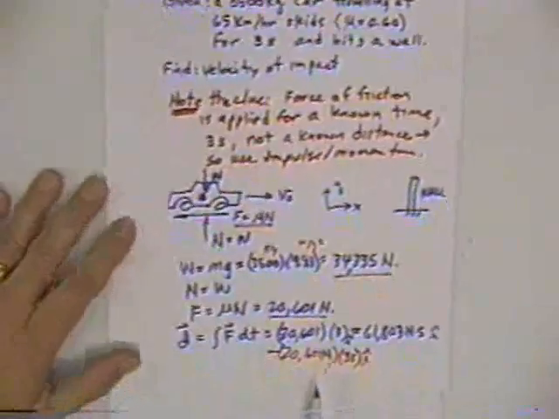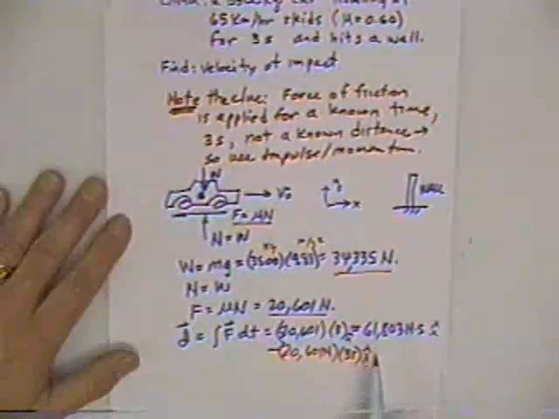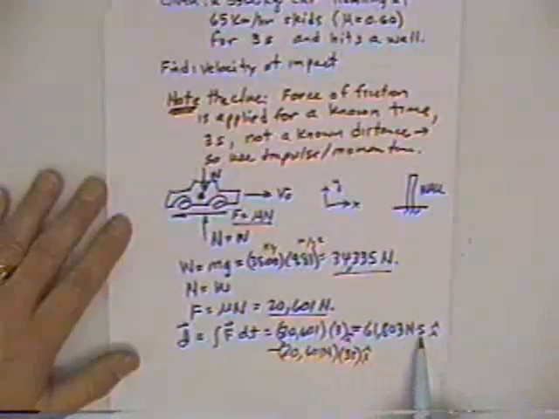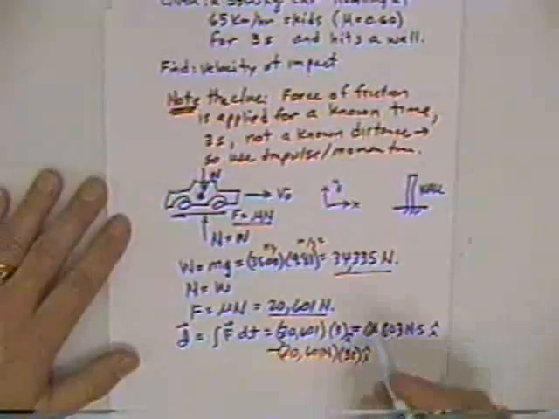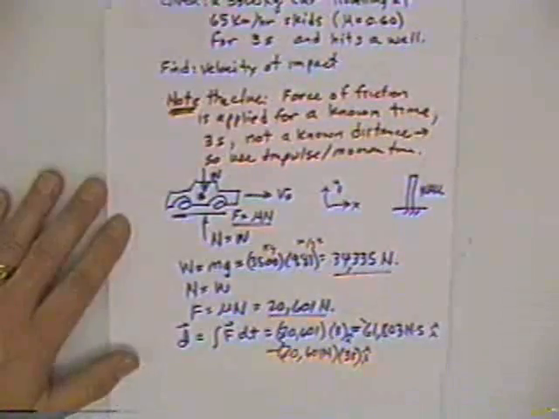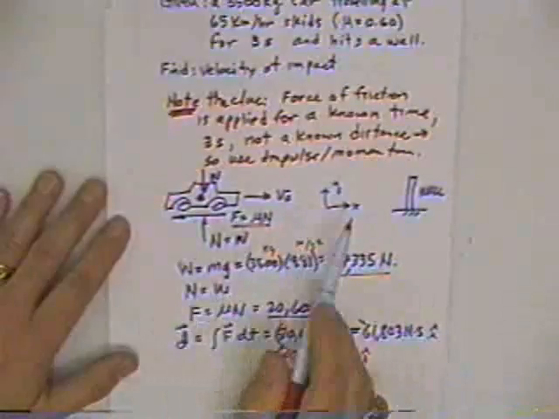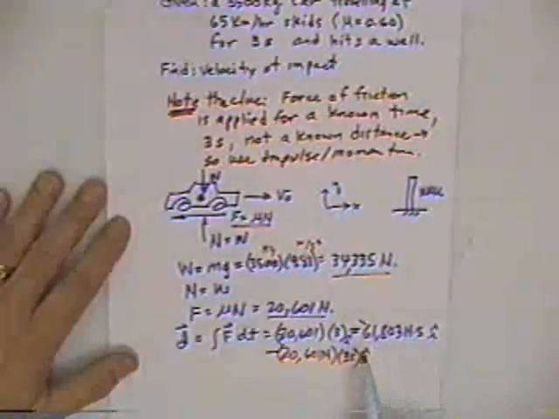So I've got an impulse that's negative 61,800 newton seconds in the I direction. Left off my minus sign. Better put it in there. That's the impulse. Therefore, the momentum of the car, which is originally in the positive x direction, is going to be reduced by this much right here.